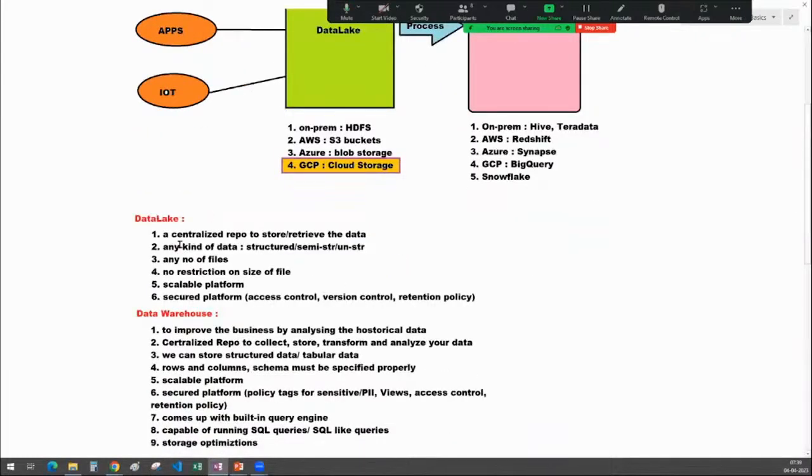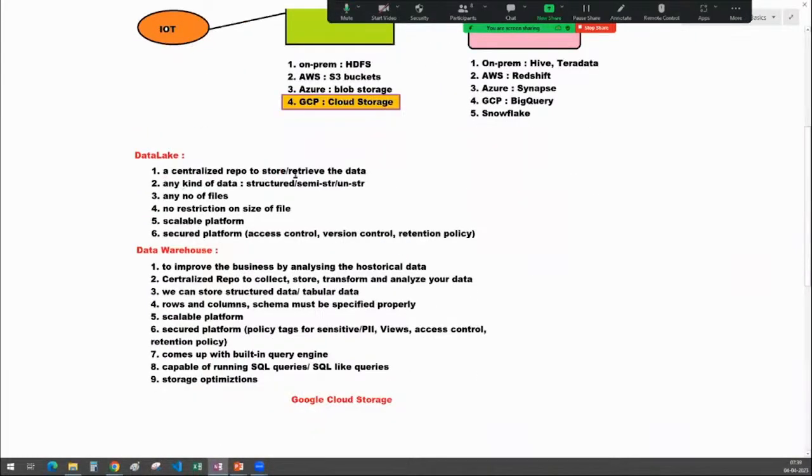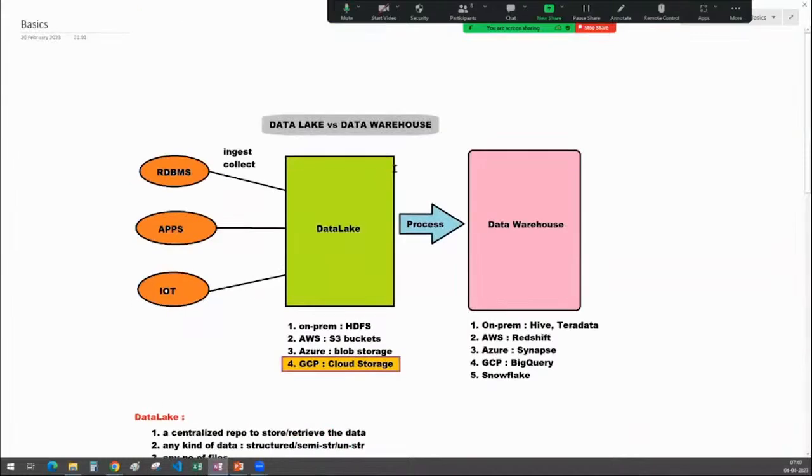A data lake is a centralized repository to store or retrieve data. And what kind of data can we store, guys? Any kind of data we can store here. Do we have any restriction on the number of files that we can store here? No, there is no restriction on the number of files that we can store in the data lake. And it is a scalable and secured platform. So this is the definition of a data lake.